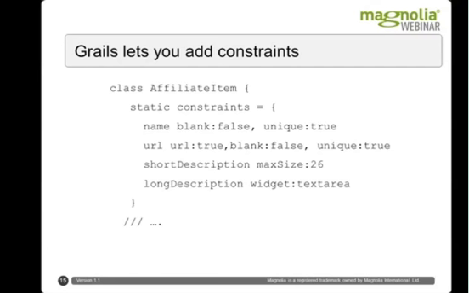Another thing you can add with Grails are constraints for these tables. This is just some sample constraints I added. I said that the name can't be blank and it has to be unique. So when someone adds an item to this table, Grails will automatically make sure that the name is found in one and only one row. I did the same thing for the URL. Grails can do a number of different things to check the data. In this case, it checks to make sure that the data is truly a URL, that the description is only 26 characters long, and that the long description can be arbitrarily long.